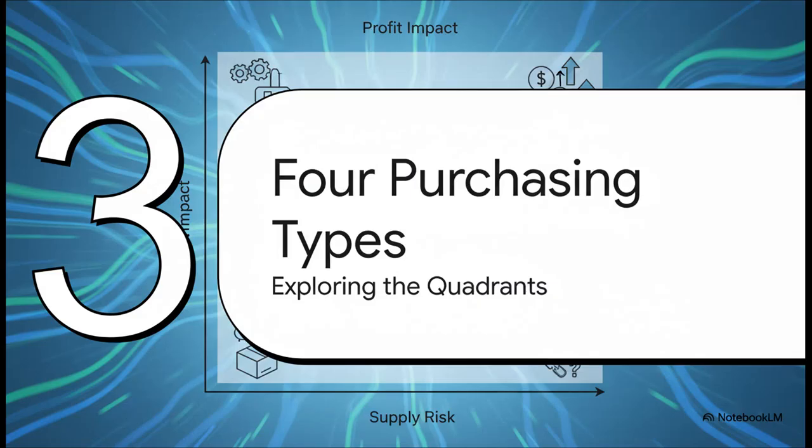So now we get to the four purchasing categories. When you put those two axes together, bam, you get four quadrants. And this is where the real strategy comes into play, because each quadrant needs a totally different approach. Let's explore each one in detail.